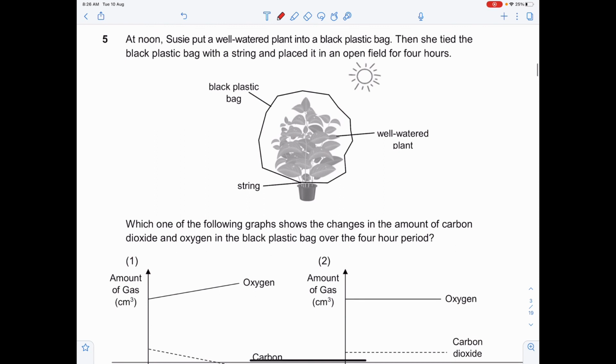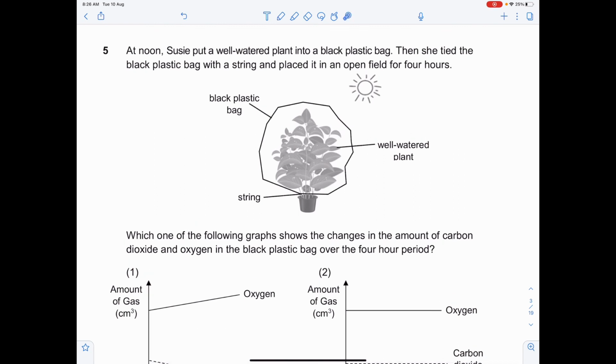Next. Okay, at noon, Susie put a well-watered plant into a black plastic bag. She tied the black plastic bag with a string and placed it in an oven for 4 hours.